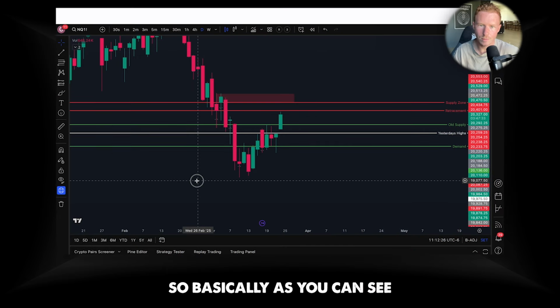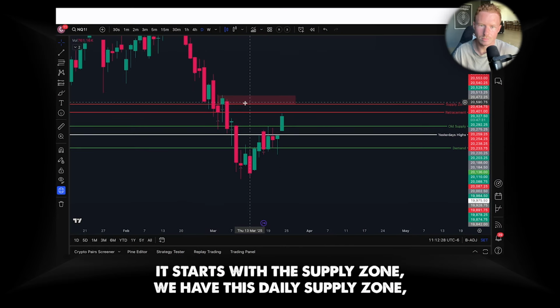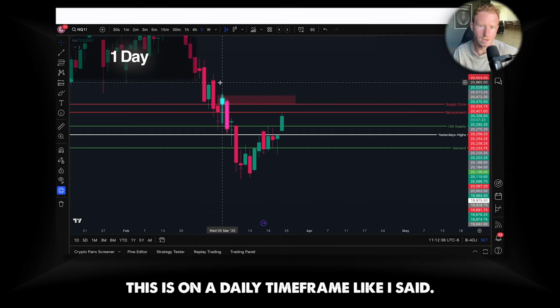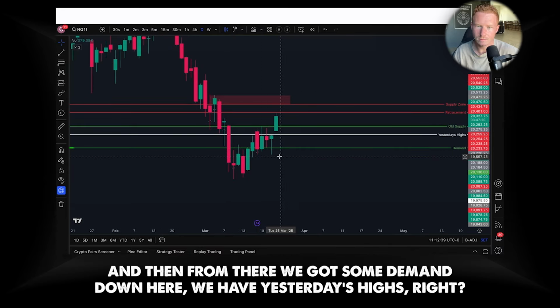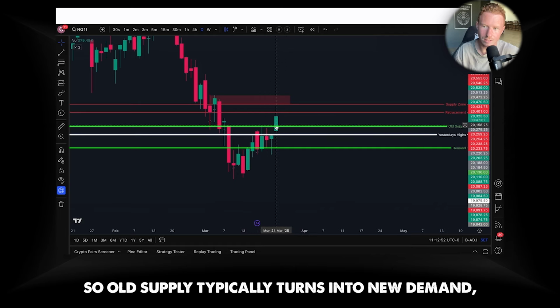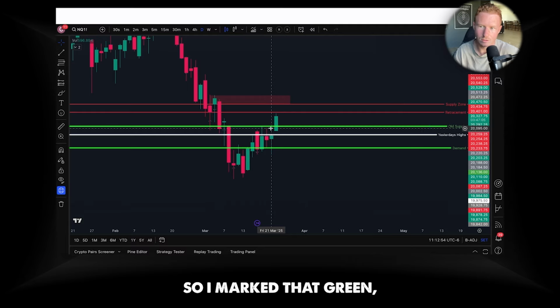Okay, so basically, as you can see, it starts with the supply zone. We have this daily supply zone. We have kind of this basing candle right here, followed by a huge sell-off. This is on a daily time frame, like I said. And then from there, we got some demand down here. We have yesterday's highs, right? We have an old supply that we broke above overnight. So old supply typically turns into new demand. So I mark that green.